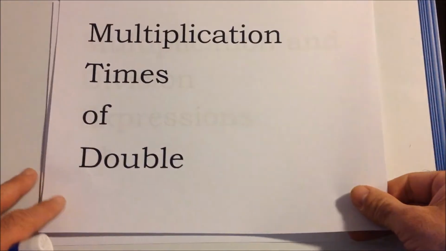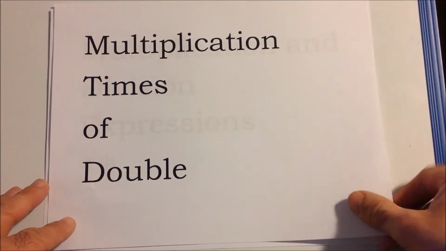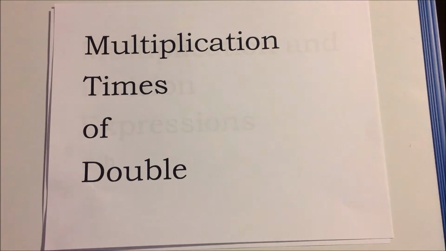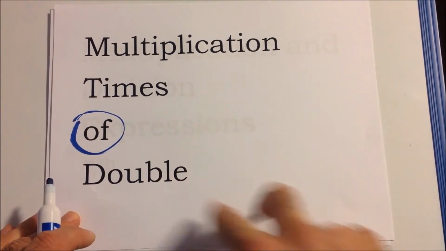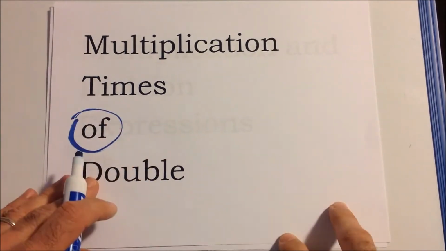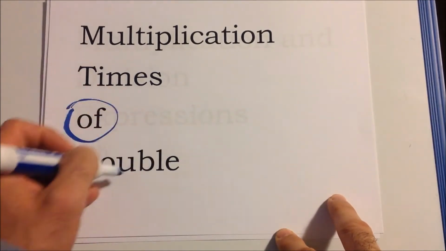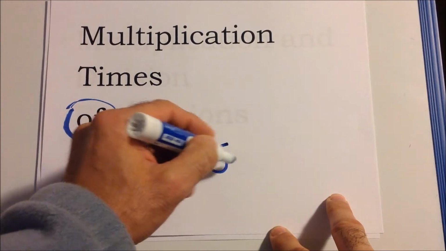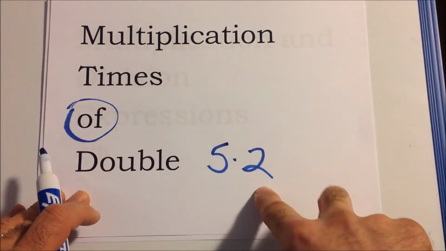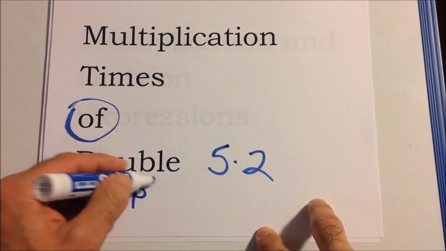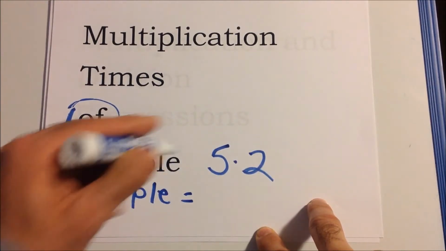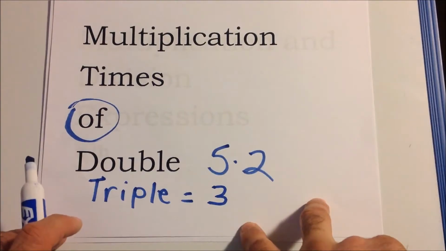So when we see multiplication, we can see the words times, of, which is very important, you're going to see that a lot, double, triple. When you double, it means times 2, right? So if I say double 5, it's 5 times 2. That's when you see a 2, it's double. So if you saw triple, what would you use for triple? You would use a 3. So we'll come back to that.